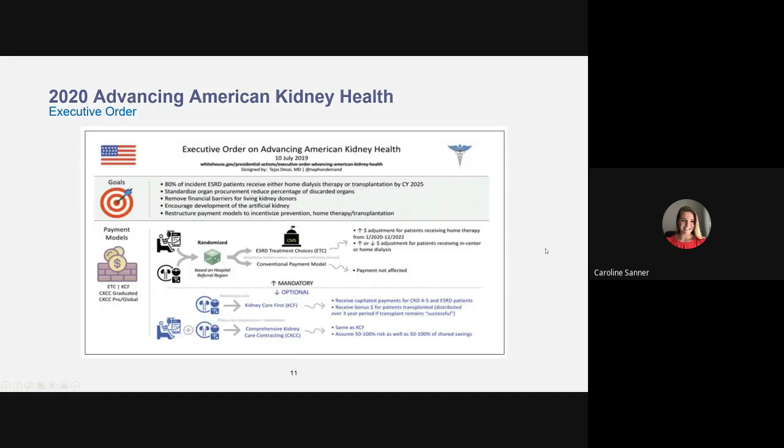Here's an infographic of the Advancing American Kidney Health Executive Order. The top section identifies goals. The bottom section identifies two payment models.